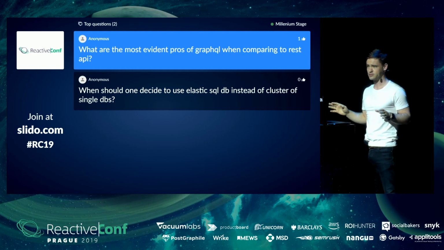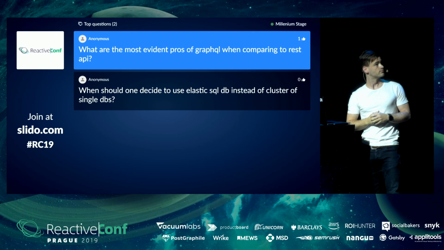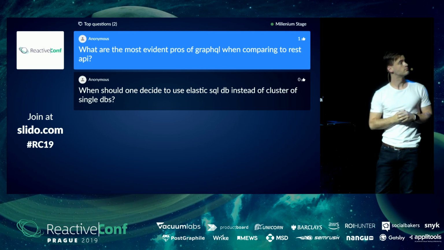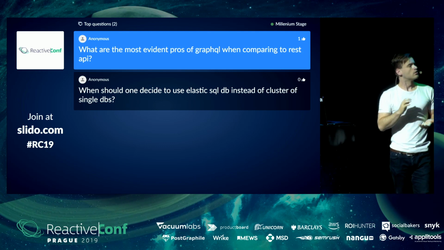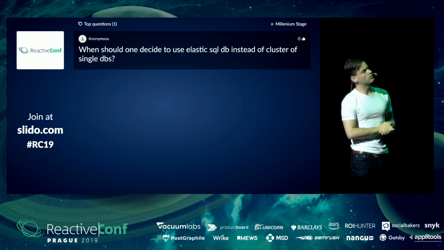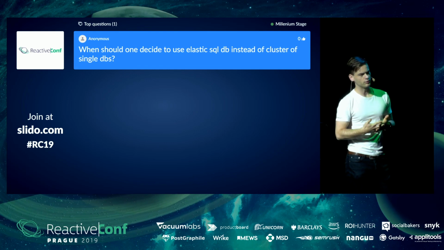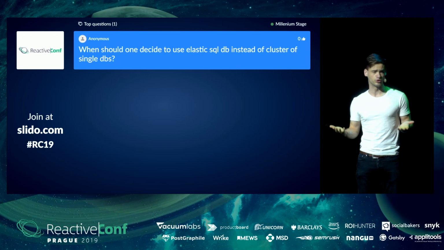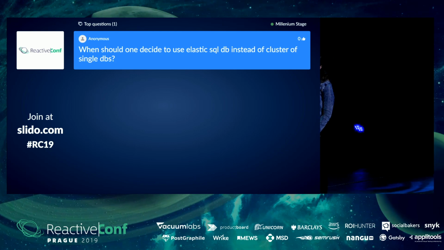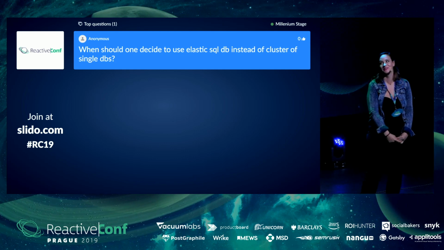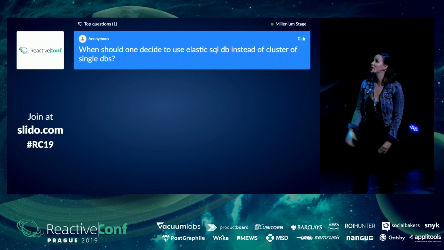When should one decide to use Elastic SQL DB instead of a cluster of single DBs? So I generally find that Elastic SQL DBs are really good ways of trolling people whenever they're on stage. But if you want to cluster that, that will actually enable you to troll multiple speakers, I think, at one time. I love how you're looking at me like, I know what you're talking about, which I don't, which we figured out, by the way, I read the questions.